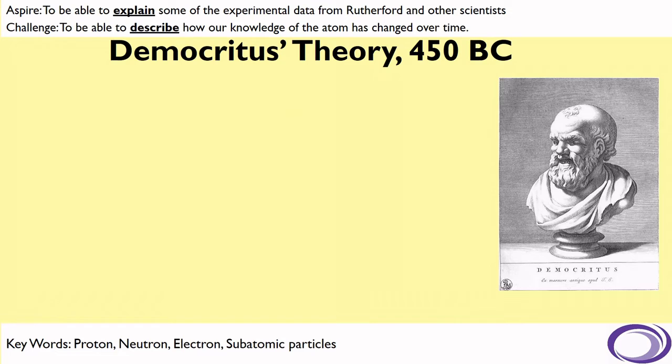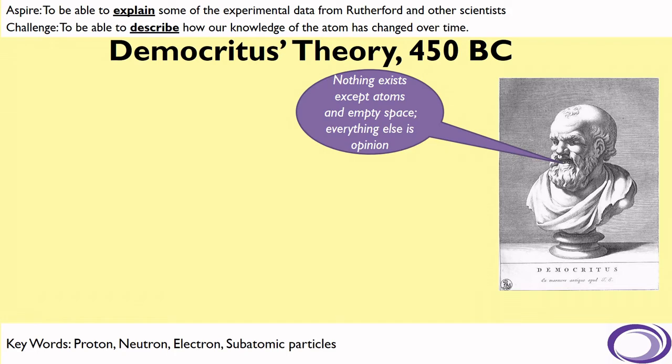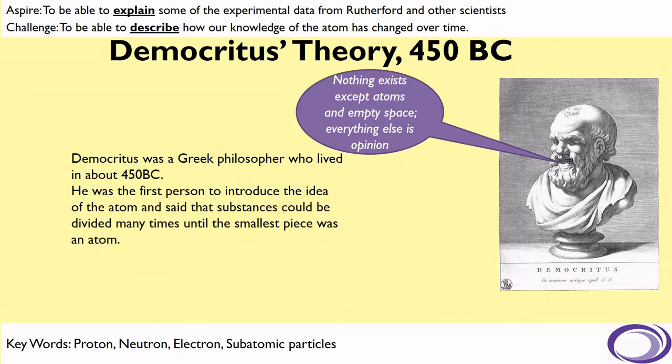The first theory we'll look at today is the theory of Democritus, who was around in ancient Greece, about 450 BC. Now, Democritus believed that nothing exists except atoms and empty space. Everything else is opinion. The essential gist of his theory was that there is an idea of an atom, and that substances could be divided many times until you got to the smallest piece, which was an atom, or as he called it at the time, atomos, which means indivisible.